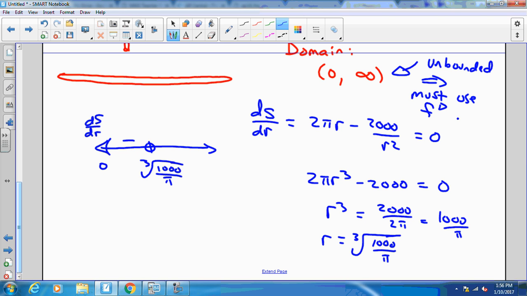And again, I don't know what the cube root of 1,000 over pi is, but I know it's less than 1,000,000. So in my mind, I imagine plugging in 1,000,000 into dS/dr. And when I do, 2 pi times 1,000,000 minus 2,000 over 1,000,000 squared is going to be pretty positive. So I don't have to work too hard to evaluate here, even though I'm dealing with unfamiliar numbers. You see what I'm saying?